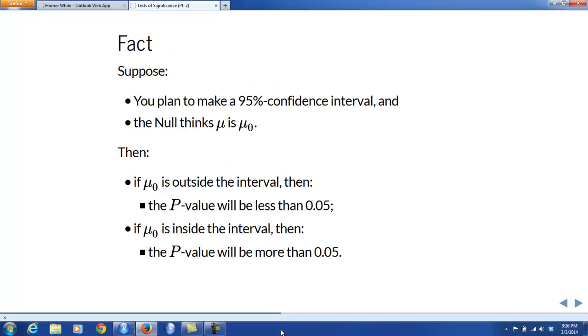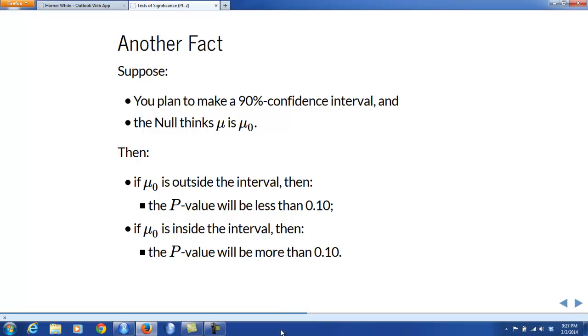What we have is this fact that always holds true, not just for the examples we've studied. Suppose that you plan to make a 95% confidence interval for the parameter of interest, and let's say the null thinks that parameter is some particular value mu naught. Then if you find that mu naught lies outside of your 95% confidence interval, then the p-value will always turn out to be less than 0.05. On the other hand, whenever mu naught lies inside that interval, then the p-value will turn out to be more than 0.05. Here's another fact that always holds true.